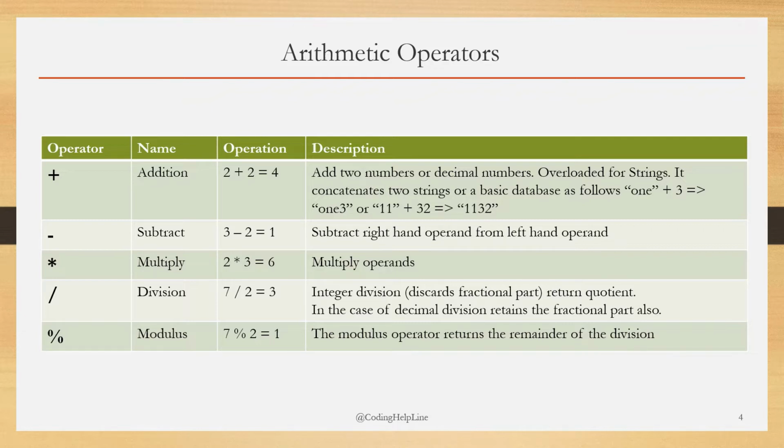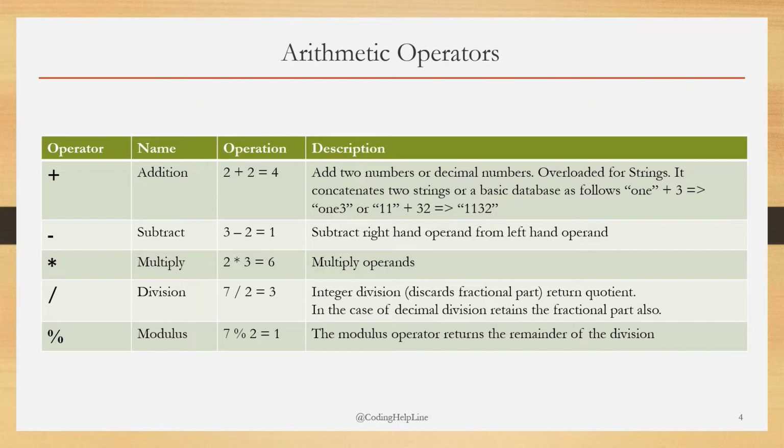Plus is addition. All these 5 operators are binary operators. They need 2 operands on the left and right to operate. So the plus operator adds 2 numbers, and it is also overloaded to concatenate strings. We will discuss more on concatenation when I go to the section on the Java String class and wrapper classes.